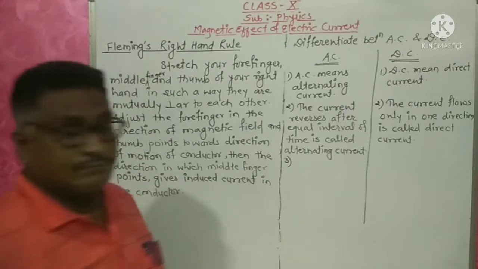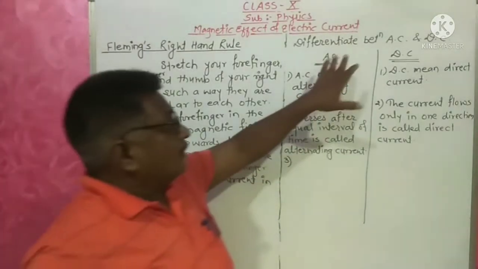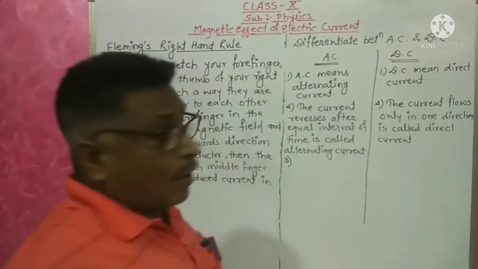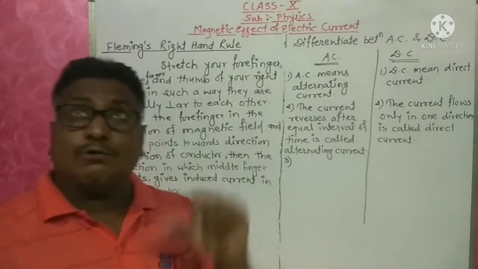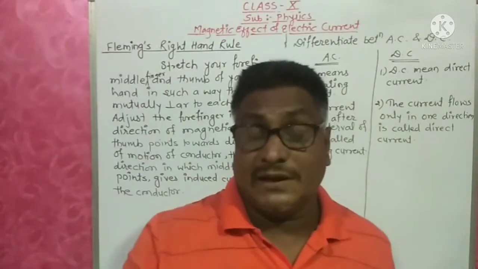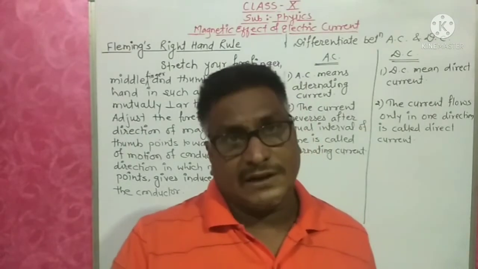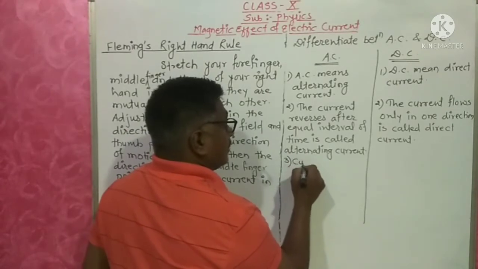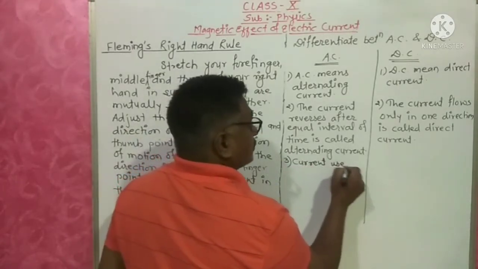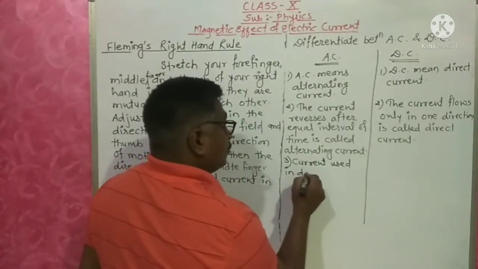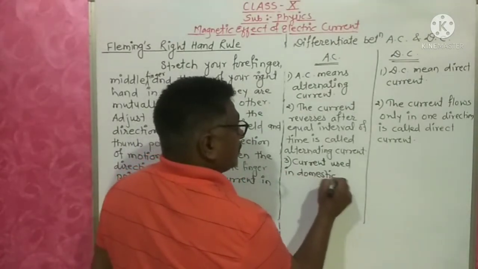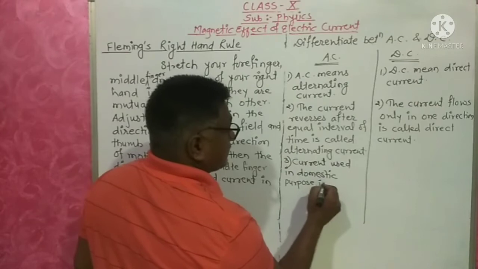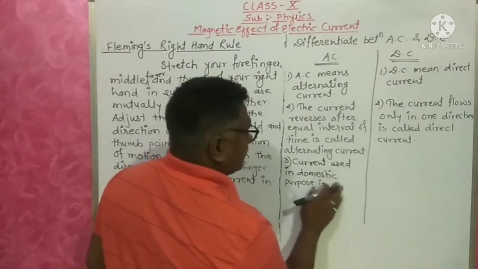Then third, where we are using alternating current and direct current. Alternating current we are using in our household. Whatever electricity is coming in our home, that is alternating current. Current used for domestic purpose is alternating current.